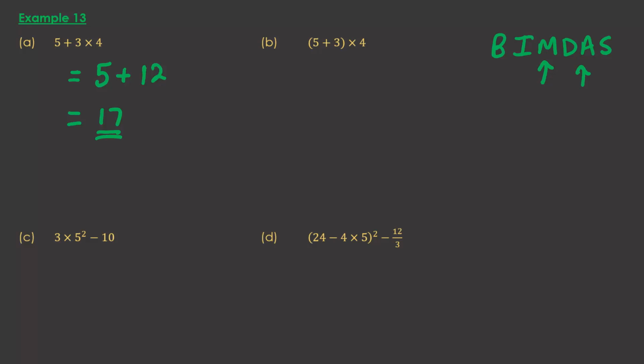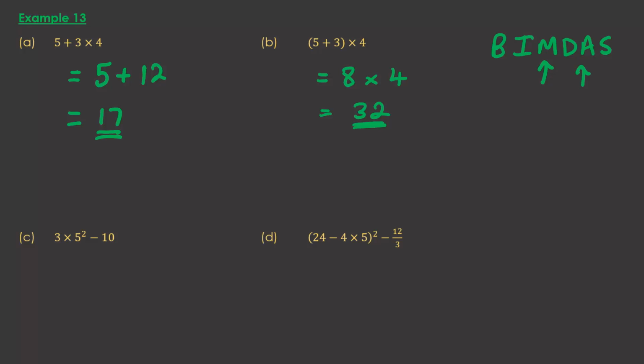With the second one, the introduction of the bracket forces us to do the 5 plus 3 first. So we do the 5 plus 3 first, and then we do the multiplication next.